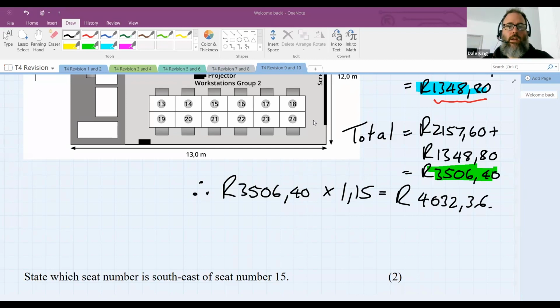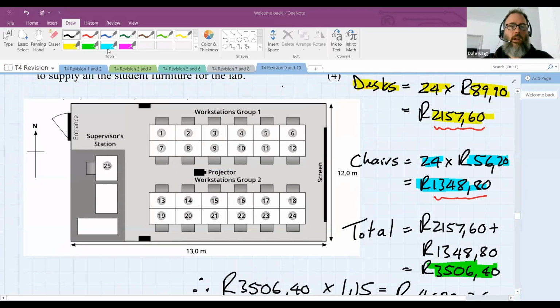Where did you take the 24 from, Chapang? So how we are getting 24 is I needed to count up all the desks and all the chairs. If I look at the desks, we can see that there are numbers on the desks. So the desks are numbered for us. Down here at the bottom right-hand side, that's the last one.